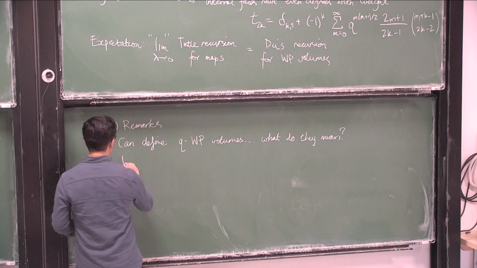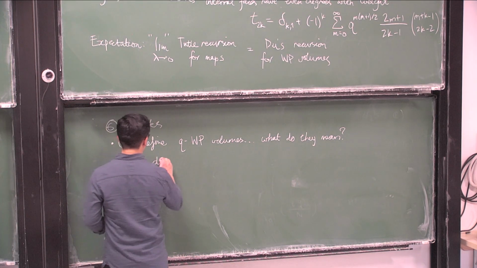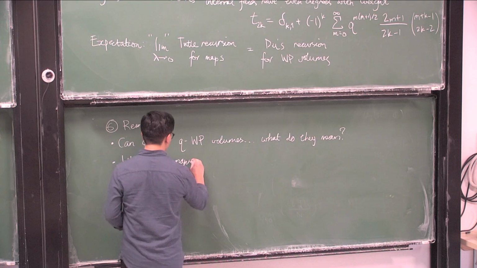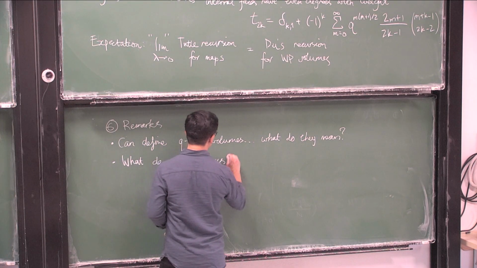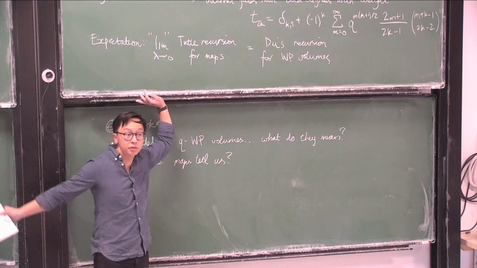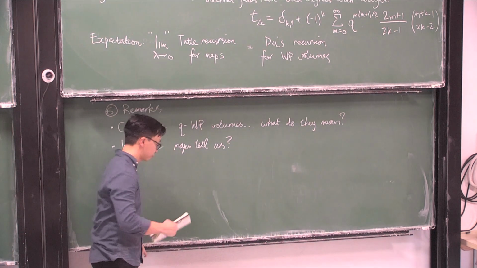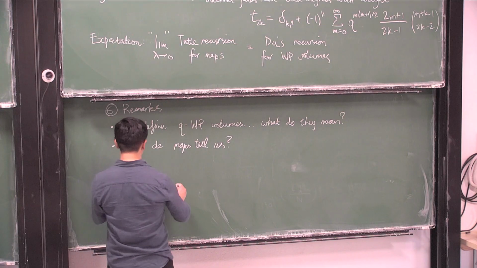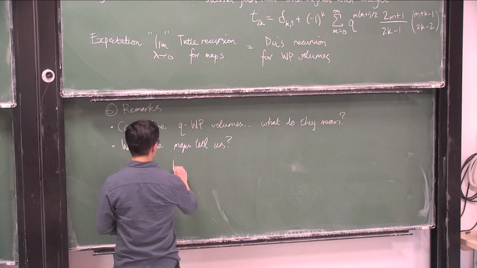You can ask, what do maps tell us? Right? Do you get anything? Do you get any mileage out of this? Maybe another proof that you see Weil-Petersson volumes, but we already knew how to prove that. I think there's something possibly interesting going on here, because here's something that it's telling us, for instance.